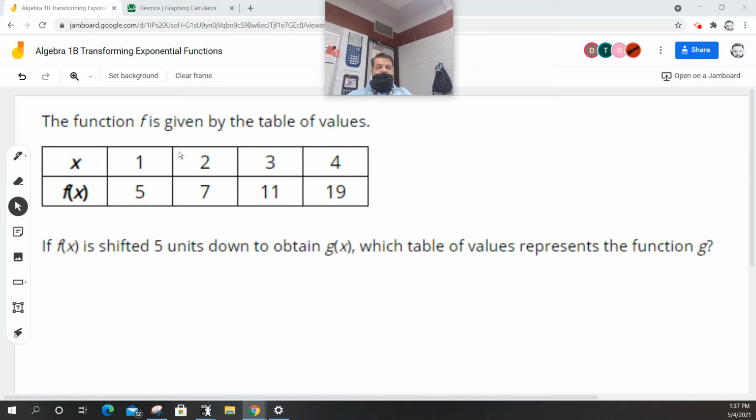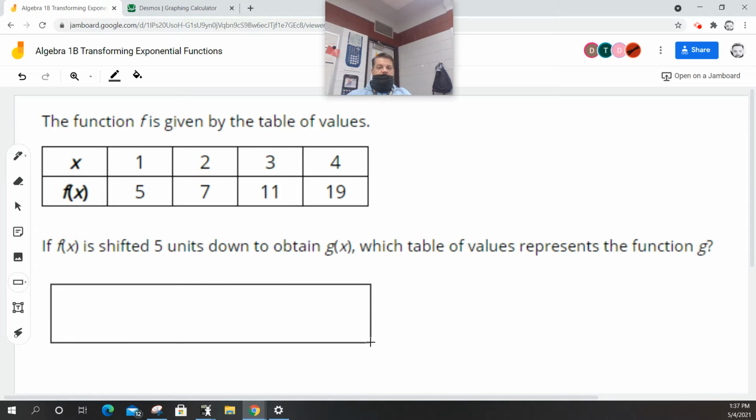So again, it says the function f of x is given by the table of values. If f of x is shifted down 5 units to obtain g of x, which table of values would represent the function g of x? So let's create a table of values.